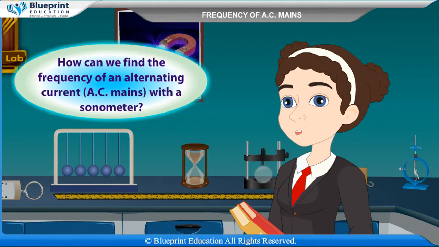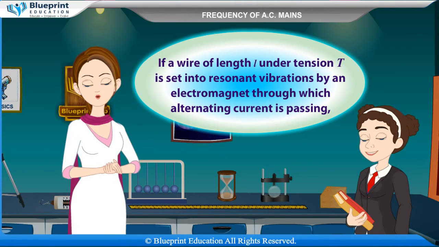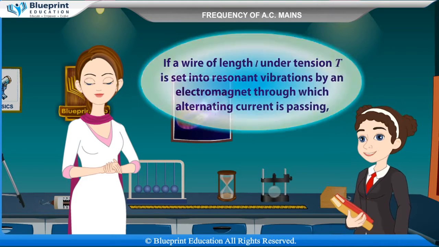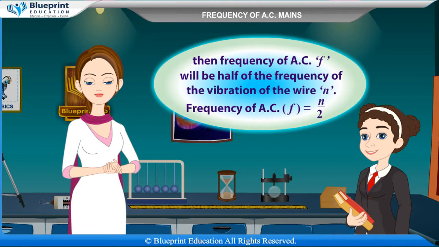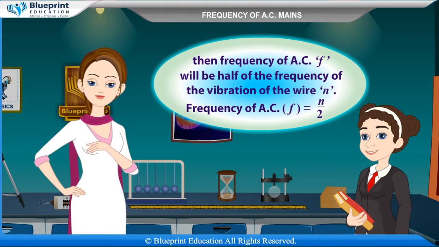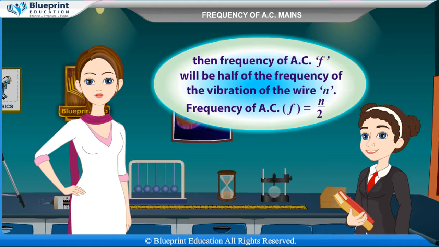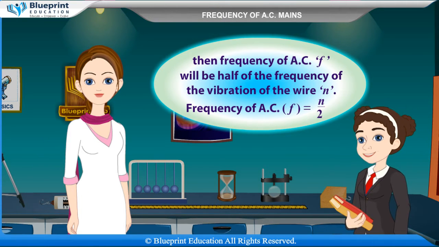Madam, how can we find the frequency of an alternating current, AC mains, with a sonometer? If a wire of length L under tension T is set into resonant vibrations by an electromagnet through which alternating current is passing, then the frequency of AC will be half of the frequency of the vibration of the wire, N. Frequency of AC is equal to N by 2.